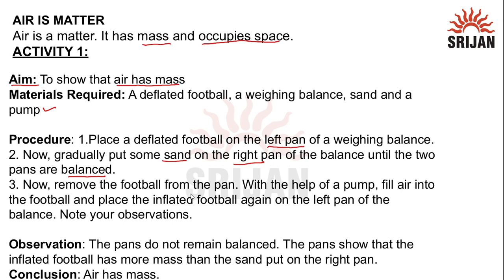Third, now remove the football from the pan and, with the help of a pump, fill air into the football. Place the inflated football again on the left pan and note your observations. You will observe that the pans do not remain balanced now. The pans show that the inflated football has more mass than the sand on the right pan. That shows that air has mass, and we conclude that air has some mass.